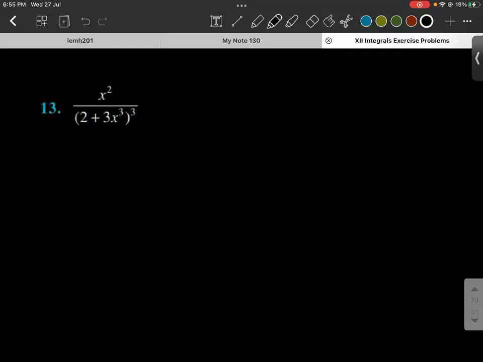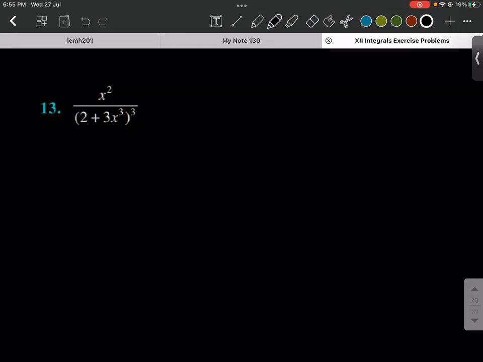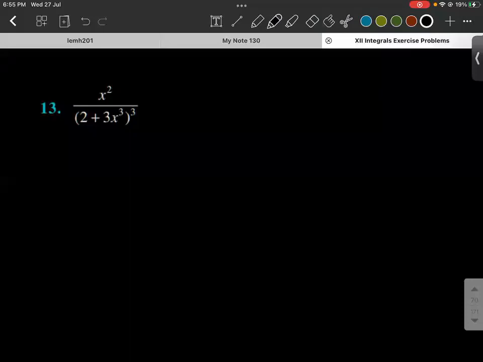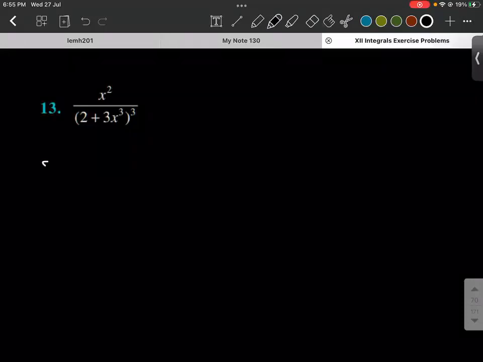Observe the denominator and numerator. What can you say? Denominator is a third degree polynomial. Numerator is a second degree polynomial. So I'm clear that differentiating the denominator will give you the numerator. Take the whole denominator as t and proceed. Constant anyways, its derivative is 0. So you can take 2 plus 3x cube as t, then you will get 9x square dx is equal to dt.